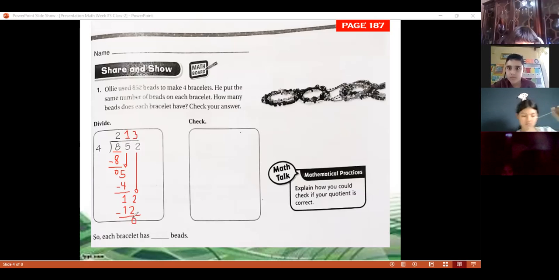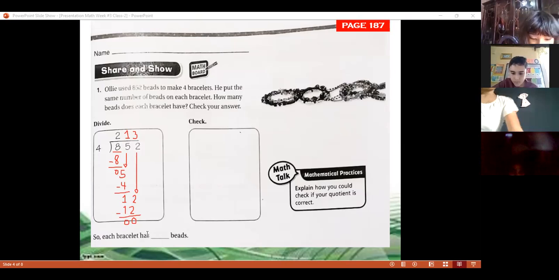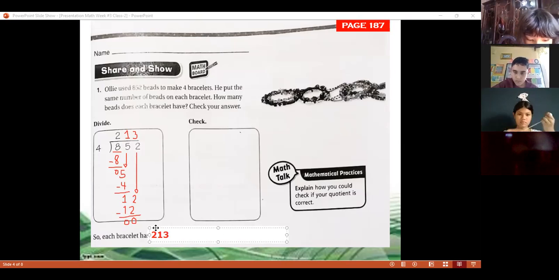0. That's right. 0 is the remainder. And that is the answer. Thank you, Alberto. That is the answer, 213. We don't have a remainder because it's 0 there. Yes, Marcelo, the 0 is the remainder, so it means that you don't have a remainder. Because 0 is 0. You don't have any remainder. Now, let's check the answer. The answer is 213. So each bracelet is going to have 213.